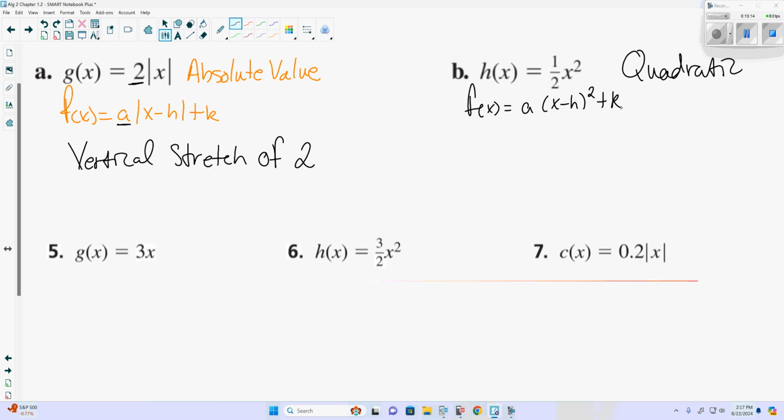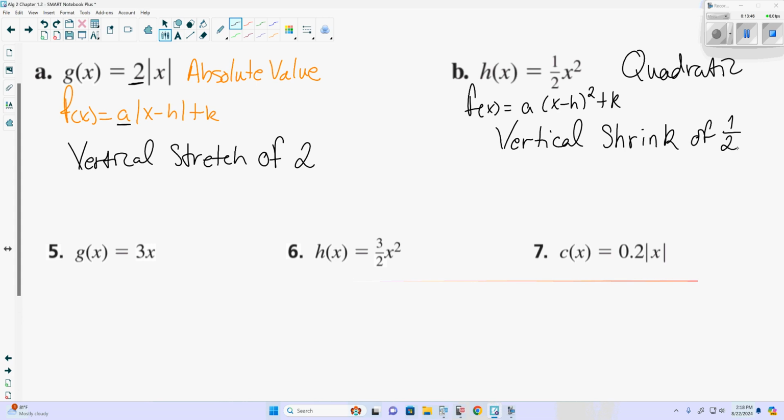f of x equals a times (x minus h) squared plus k. Well, we don't have an h or k, so it's not moving left, right, up, down. But we do have a value for a, yes? And its value is 1/2. And this will be a vertical shrink of 1/2. Because 1/2 is between 0 and 1, it's a shrink.